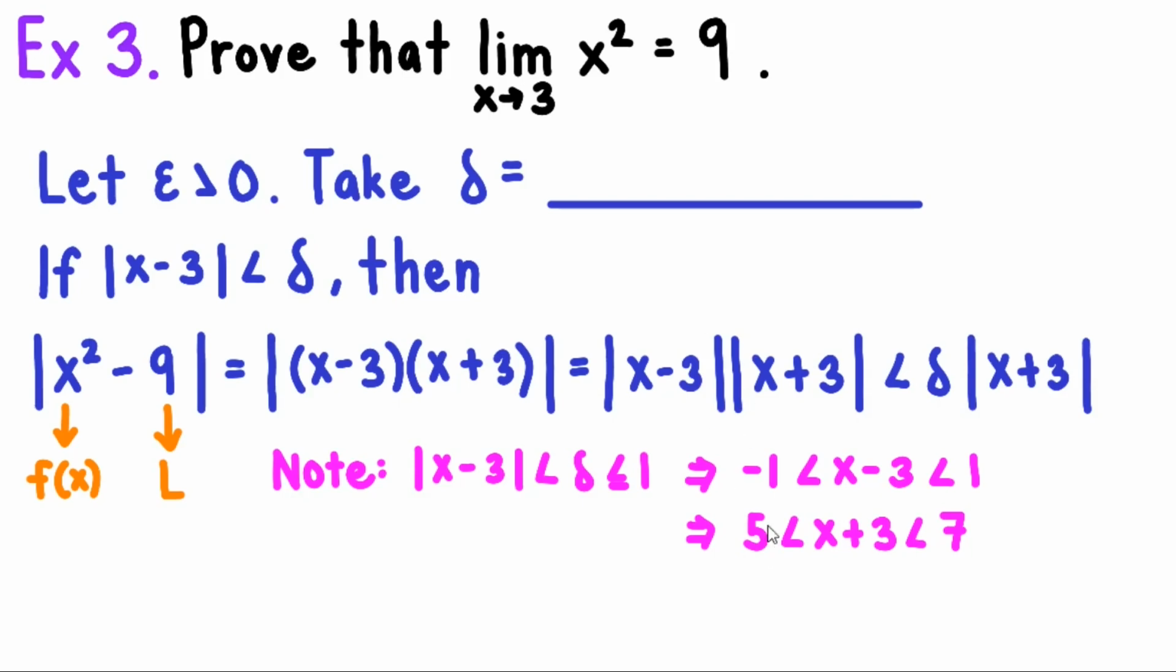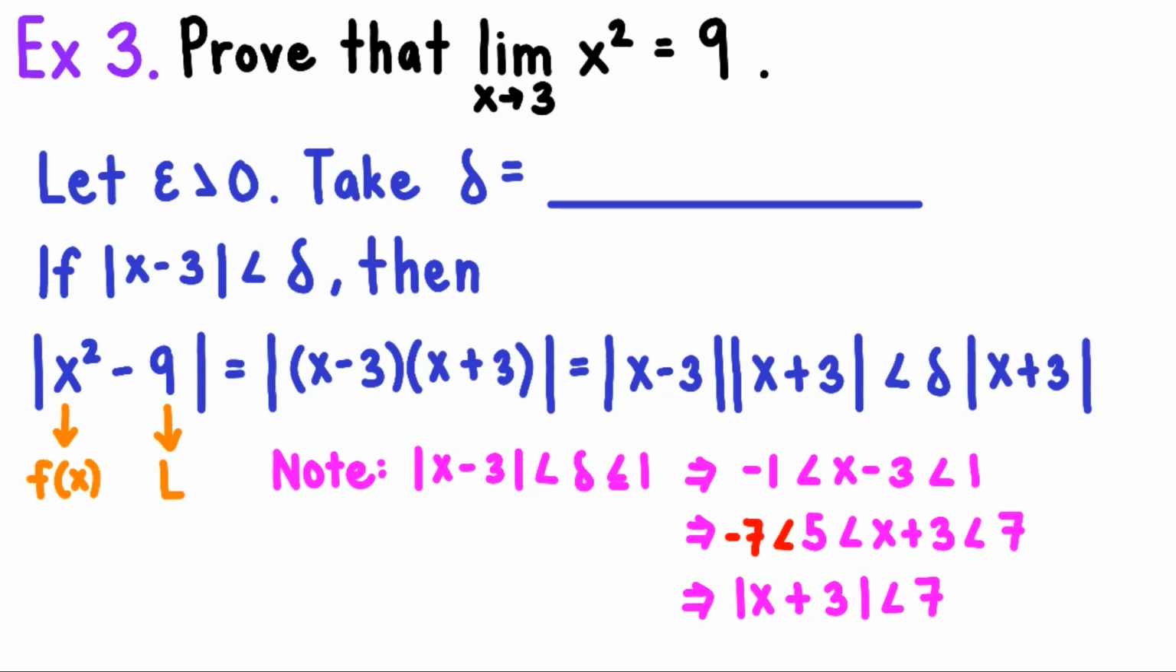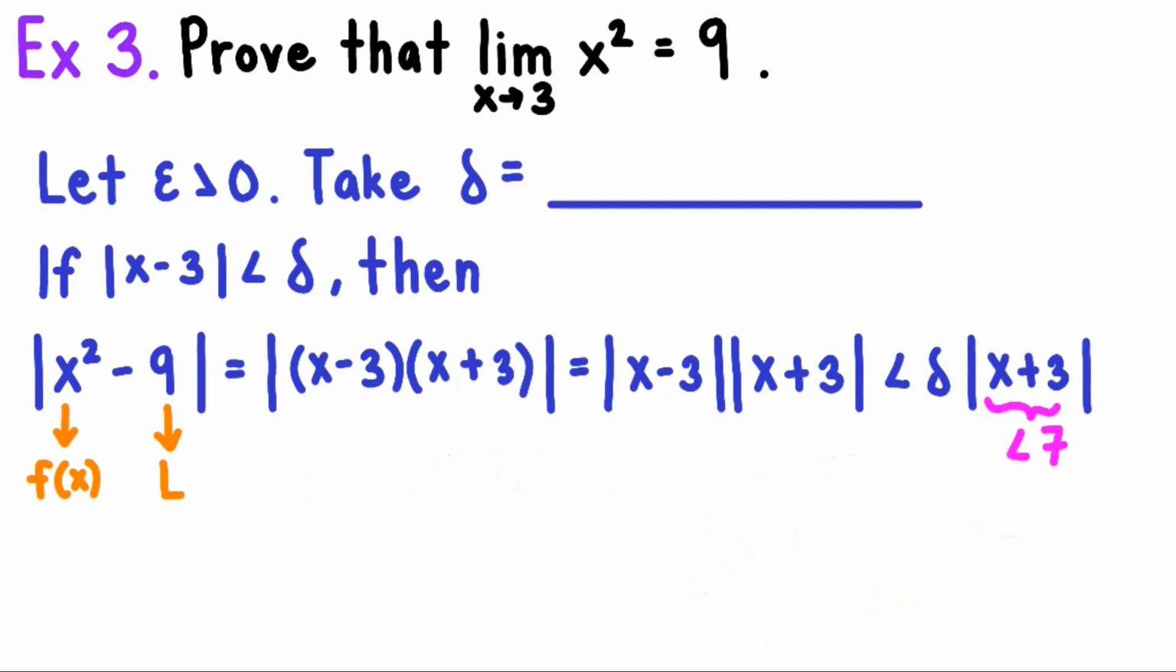Here, take note that 5 is greater than -7. So if we focus on this part and this part, then we know that the absolute value of x plus 3 is bounded by 7. So we'll use this one in answering this. So this part out here, given this, is less than 7. So we have found an upper bound for it, but don't forget that we set delta to be less than or equal to 1. So let's move this one first.